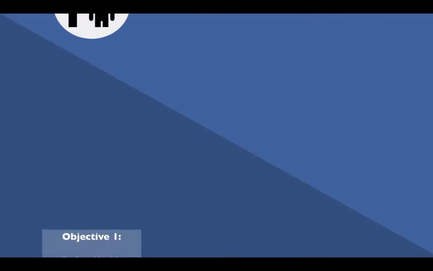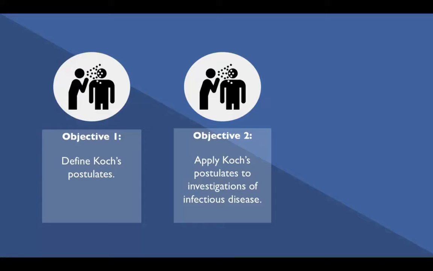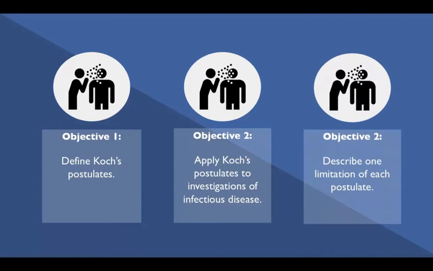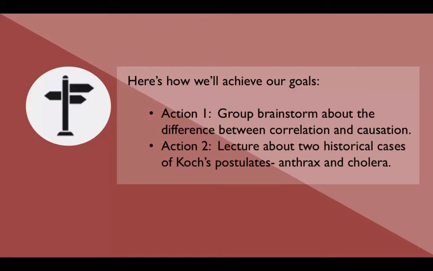At the end of the lesson, the students should be able to define Koch's postulates, apply Koch's postulates to investigations of infectious disease, and describe one limitation of each postulate. We will achieve these goals with a group brainstorm about the difference between correlation and causation, and a lecture about two historical cases of Koch's postulates, anthrax and cholera.